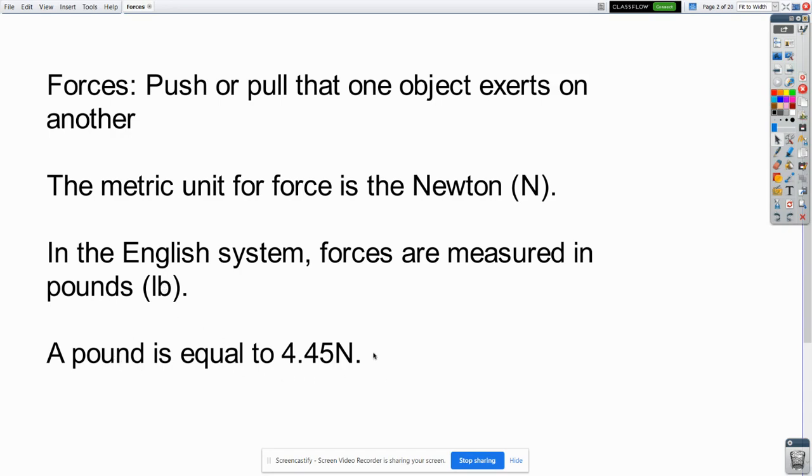A pound is roughly equal to 4.4 newtons. So a newton is a much smaller unit than a pound. And I tell you that to set you up for calculations. When you're working with newtons, it's not uncommon to get rather large numbers.